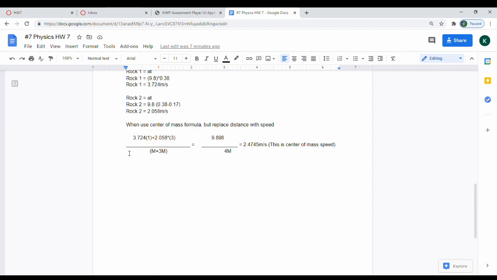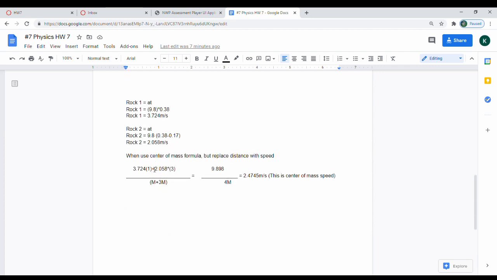And then I take the speed of the first rock, multiply it by its mass, which is just 1 mass. And for the second rock, it's just 3 mass. We don't know the actual mass, but we don't need to. And then we divide it by 4 mass, and that gets the speed of the center.